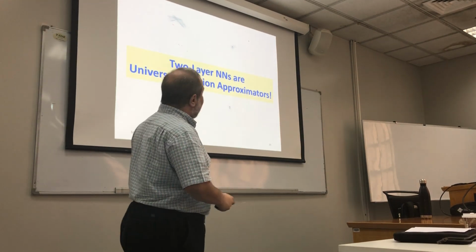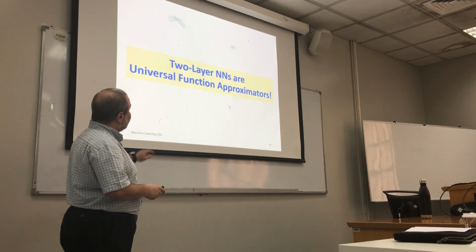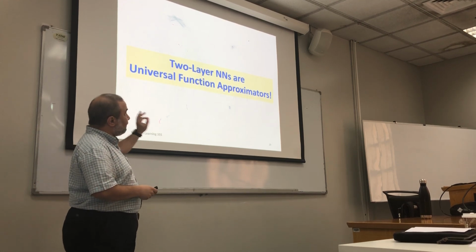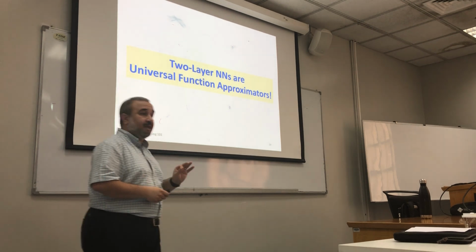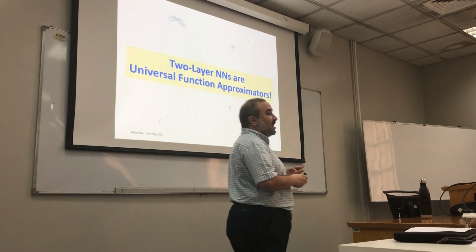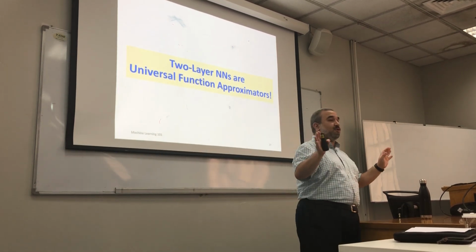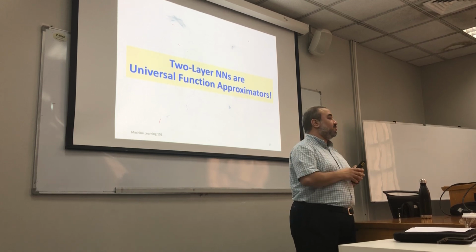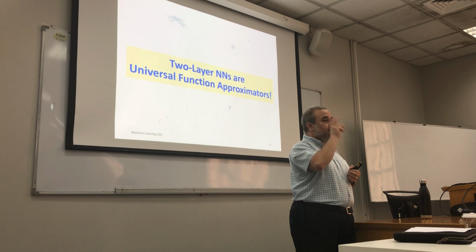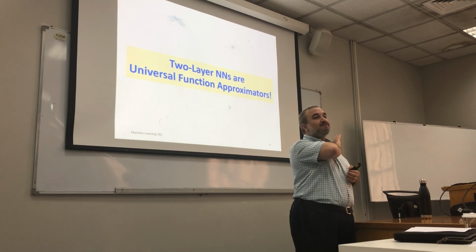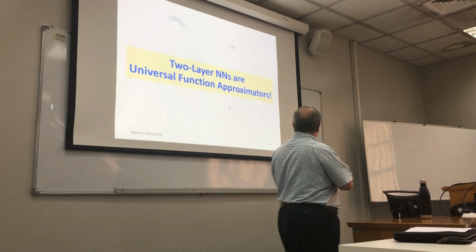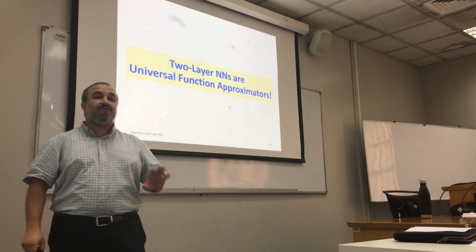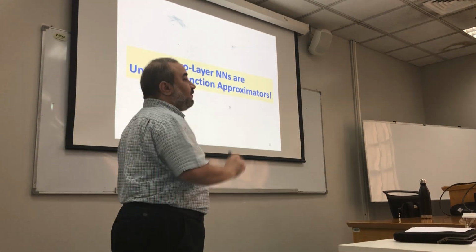One theory says, and it is true, that two-layer neural networks are universal function approximators. What does that mean? That means that you can approximate any function using just two-layer neural networks. If you have a neural network of two layers, you can approximate any function. That's what we mean by universal. Any function can be approximated by just two layers of neural networks.